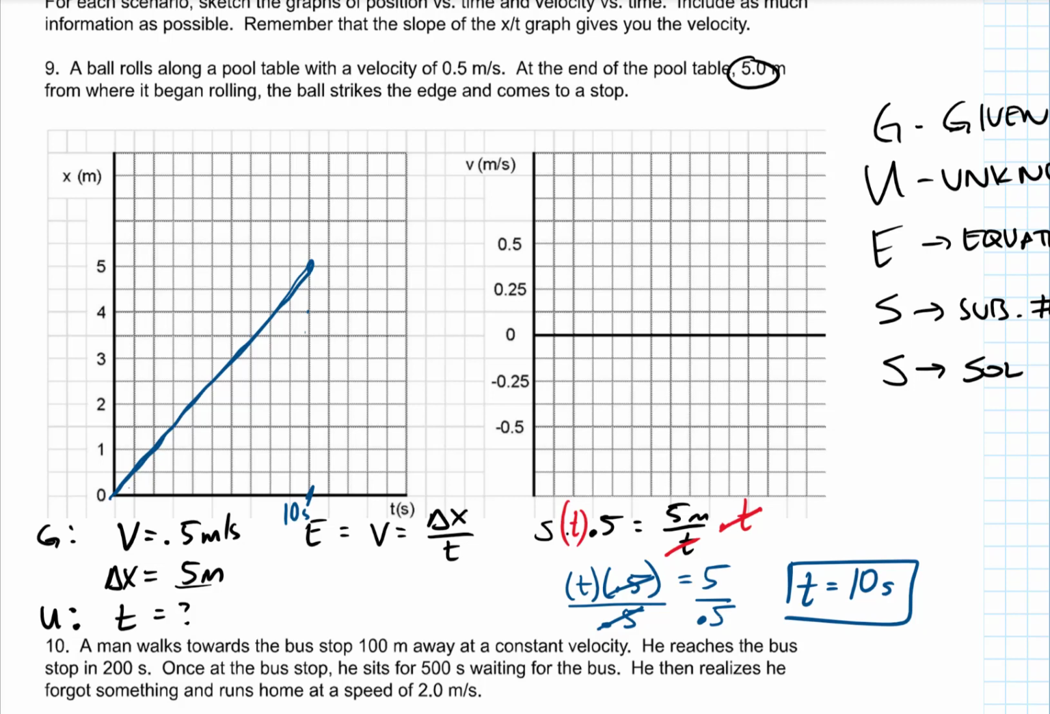And then it says it strikes the edge and comes to a stop. So we know that when we're stopped, the velocity is equal to 0 and we have no more speed, and so we have a 0 slope or a horizontal line on our position versus time graph. At the same time, we're going to want to graph that thing over here for velocity versus time. So after 10 seconds, we get a change in our velocity. We start off with a velocity of 0.5 meters per second, and we end with a velocity of 0. So we have that nice little stair-step graph from 0.5 meters per second to 0.